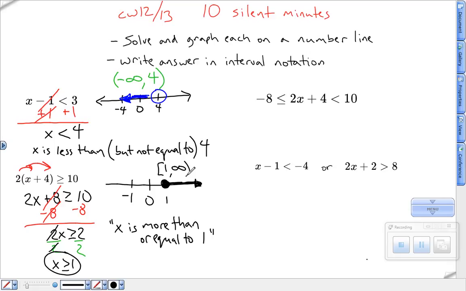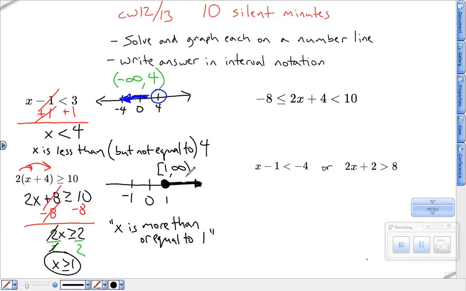So that next one, I distributed the 2 times the x plus 4. That gave me 2x plus 8 greater than or equal to 10. Took away 8 on both sides. That gave me 2x greater than or equal to 2, divided by 2. That gave me all numbers greater than or equal to 1 will work if I plug it into that inequality.